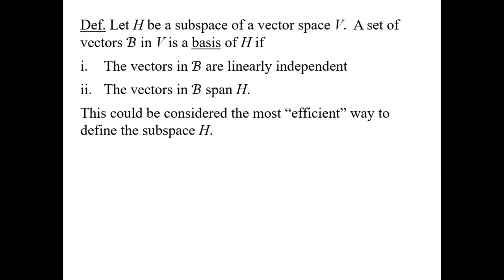Let H be a subspace of a vector space V. A set of vectors B in V is called a basis for H if the vectors in B are linearly independent, and if the vectors in B span H. This would be considered the most efficient way to define the subspace H, right? Every subspace has some defining set of vectors that span it. A basis would be the smallest such set.